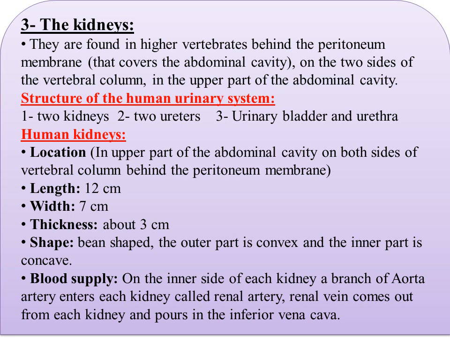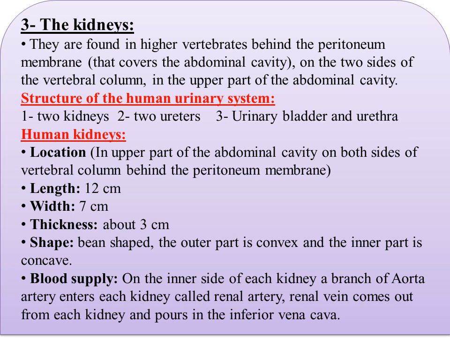The kidneys are found in the higher vertebrates behind the peritoneum membrane. What is the peritoneum membrane? It is the membrane that bounds all the organs in the abdominal cavity together, while the kidneys are found behind the peritoneum membrane on the two sides of the vertebral column in the upper part of the abdominal cavity. About the structure of the urinary system, it consists of two kidneys at the back of our body, two ureters, the urinary bladder, and the urethra.